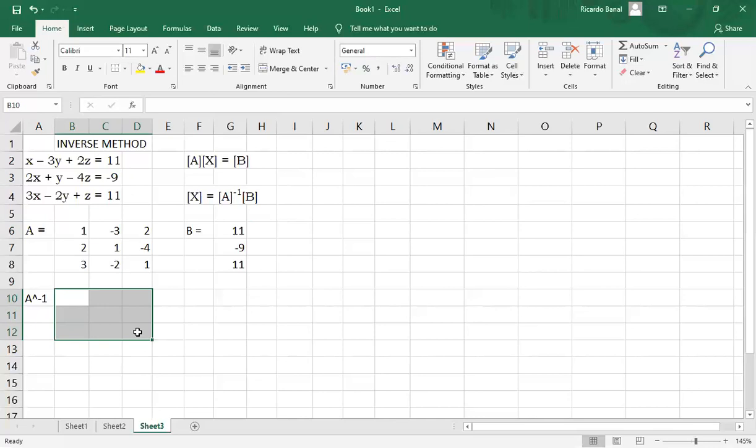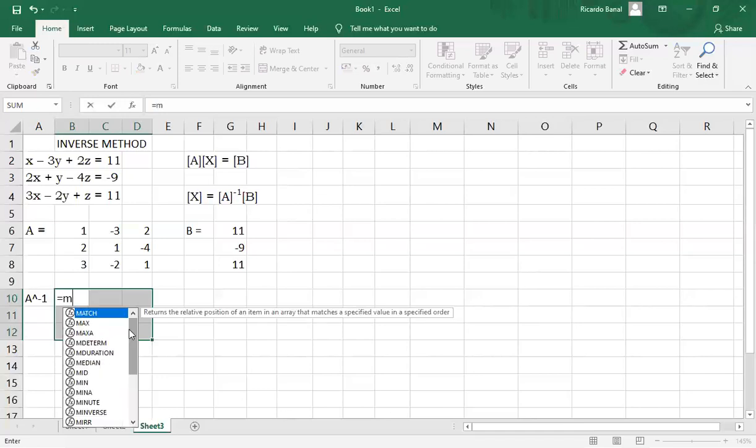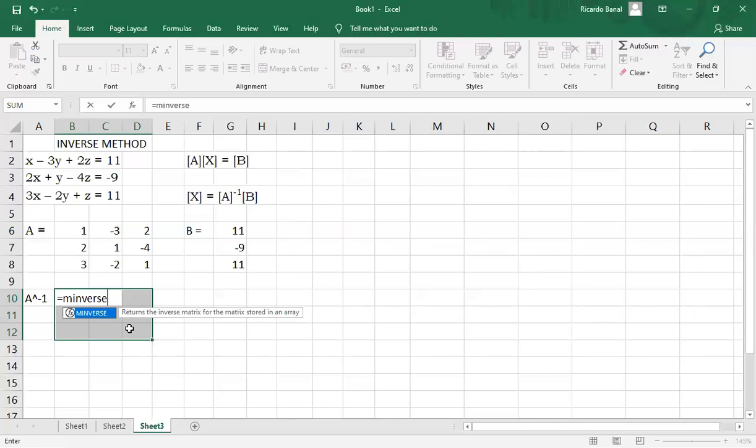Since it is a square matrix, we can do the inverse. Please take note that you have to highlight the correct number of elements. Then write the minus sign, type m, then inverse, and open parenthesis. Then you have to click all the elements that you want to get the inverse of.